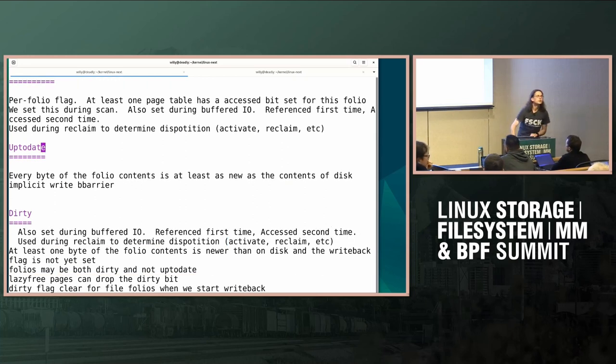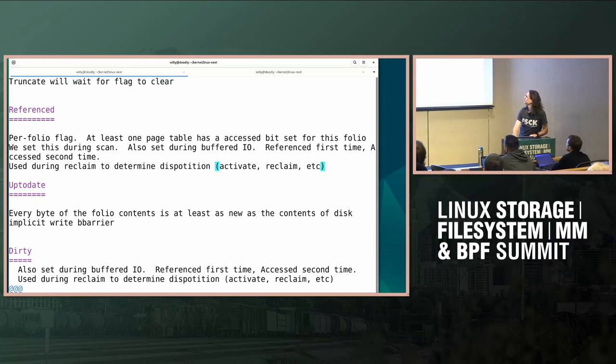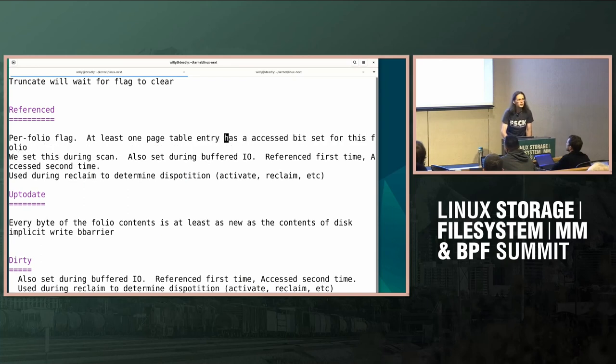So can we verify that first part? It says at least one page table. Yeah, at least one page table entry, sorry. PTEs have an access bit. Right, got it. Okay.